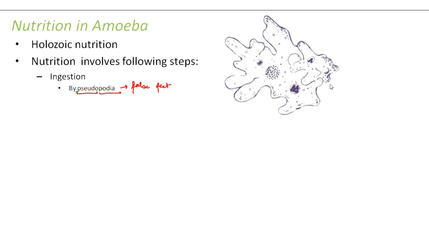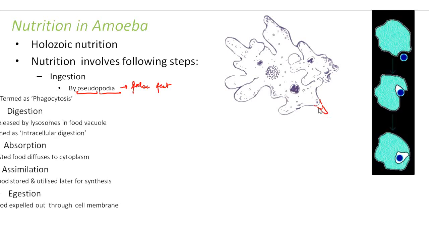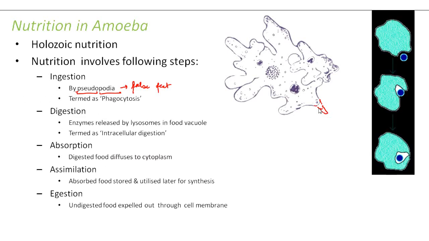That means the cytoplasm of amoeba extends. For example, suppose this is the cytoplasm, it will extend like this. Again, it will extend like this. So wherever there is a food particle, the cytoplasm will extend and enclose the food. So that is how the intake of food will take place. This process is known as phagocytosis. So intake of food by amoeba with the help of the pseudopodia is known as phagocytosis.